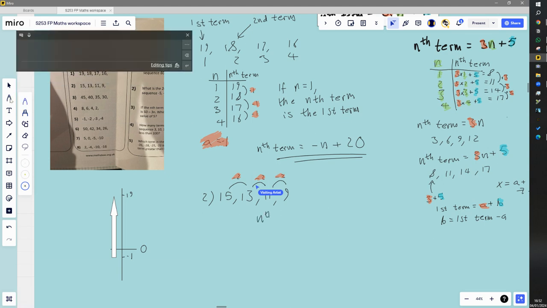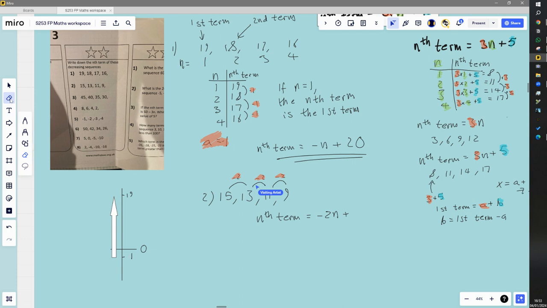So the nth term is going to be equal to negative 2n, and then we're going to be adding something. Again, use the idea of this number line. This time we're not starting at negative 1, we're starting at negative 2, and we're going up to 15. To get to 0, I need to go up by 2 places. Then from 0, I need to go all the way to 15. So the difference from negative 2 to 15 is 17. So the answer is negative 2n plus 17. Okay.